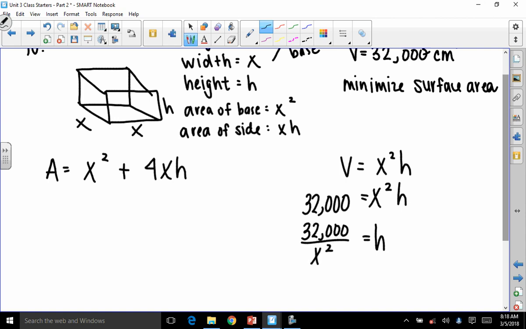32,000 over X squared, yes? Okay. Because before I can talk about the maximum or the minimum of this surface area, which is what we're trying to do, I've got to have this surface area equation with only one variable in it. I can't do anything if it has two variables in it, okay? So now in my equation, what can I replace H with? 32,000 over X squared.